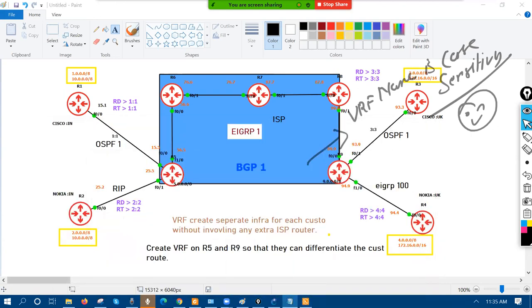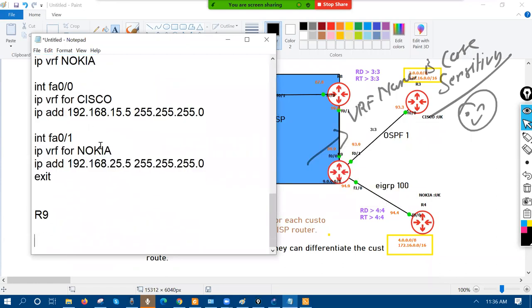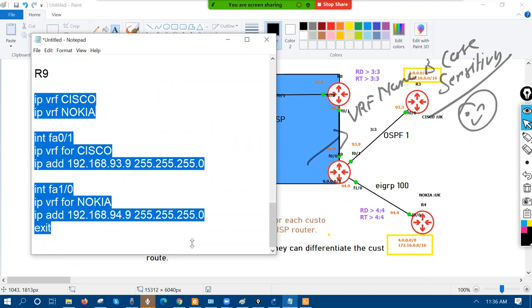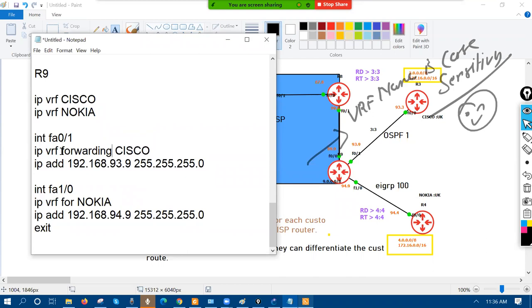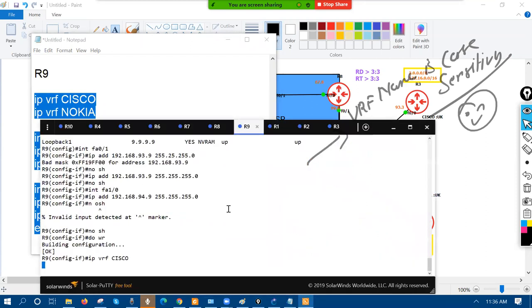On R9, two VRFs, copy. Cisco, 0/0/1, ip vrf forwarding Cisco, and it should be IP address 93.9, and 0/1/0. This should be 94.9. Then copy and paste. I know that ip vrf for Cisco, that is taking that command. It's forwarding. ip vrf forwarding for Cisco. Okay, my bad. Done.